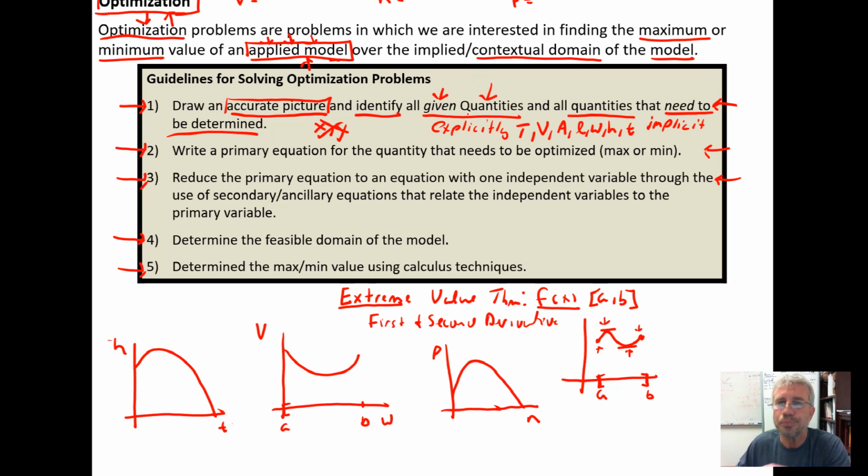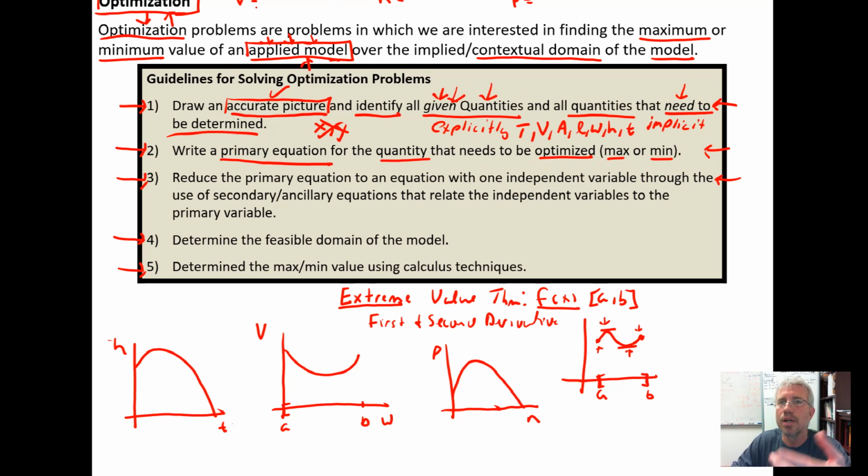Step 2, once you've drawn an accurate picture that abstracts the situation and you've identified any given, explicitly given quantities or implicitly given quantities, the next step is to find a primary equation for the variable or quantity that you're trying to optimize. The variable that you're trying to maximize or minimize, you need an equation for it.